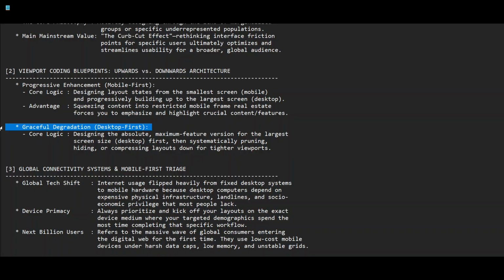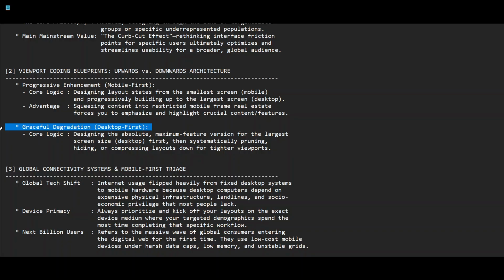Designing the absolute maximum feature version for the largest screen size, desktop, first. Then systematically pruning, hiding, or compressing layouts down to the tighter viewports. So this is graceful degradation, and the first was progressive enhancement. Progressive enhancement is for mobile first, and graceful degradation is desktop first.